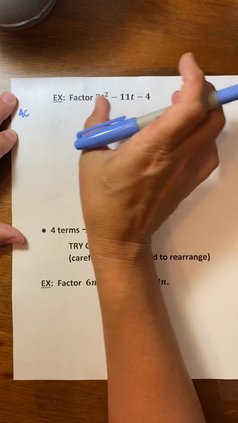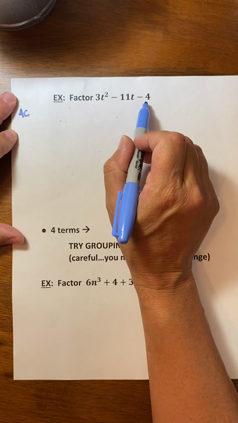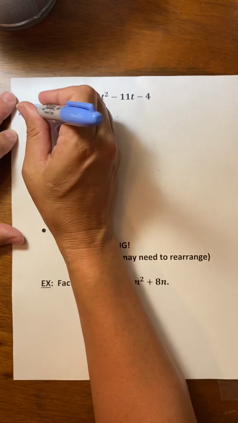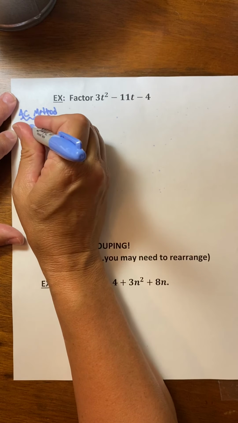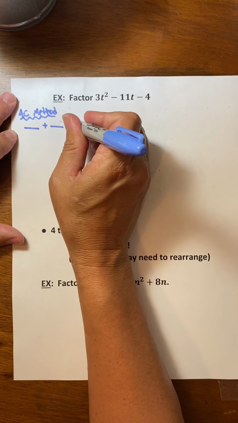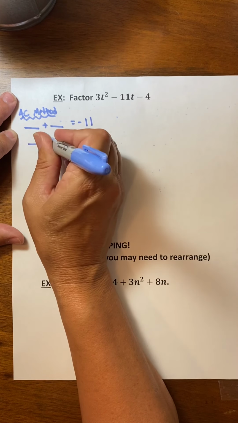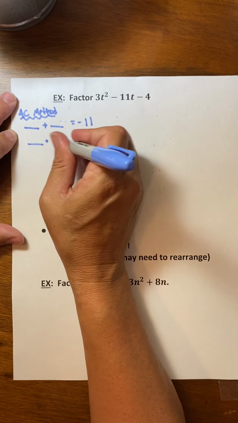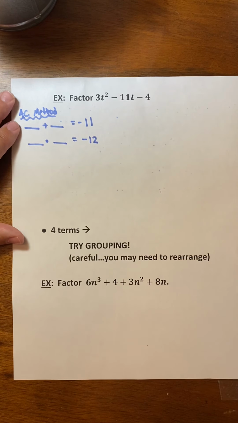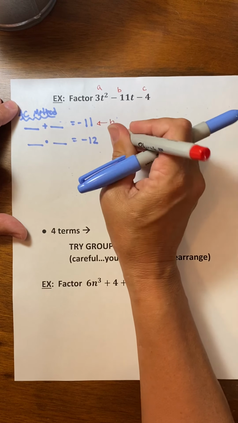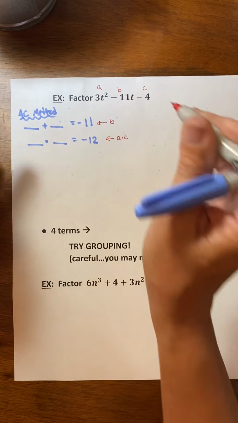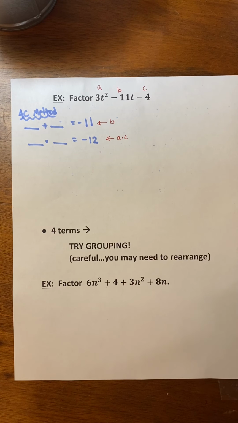Now, I can't just do two numbers whose sum is negative 11 and product is negative 4 because of the 3 out front. I'm going to do two numbers whose sum is negative 11, but whose product is A times C, which is negative 12. Again, this is A. B is negative 11. C is negative 4. So this is B, and that's A times C. That's where the name AC method comes from.